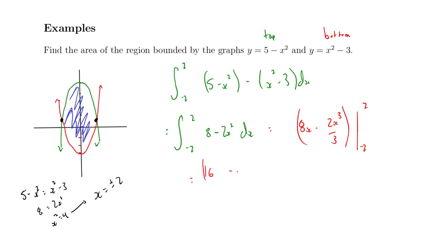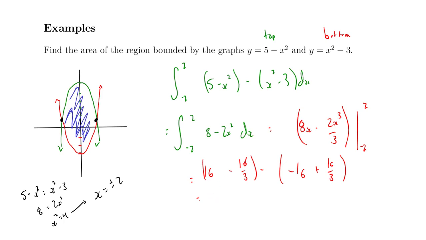We've got 16 minus 2 times 8, that's 16 over 3, minus negative 16 plus 16 over 3. So we've got 16 minus negative 16, that's going to be 32. And then we have minus 16 thirds minus 16 thirds. That's going to be minus 32 thirds.